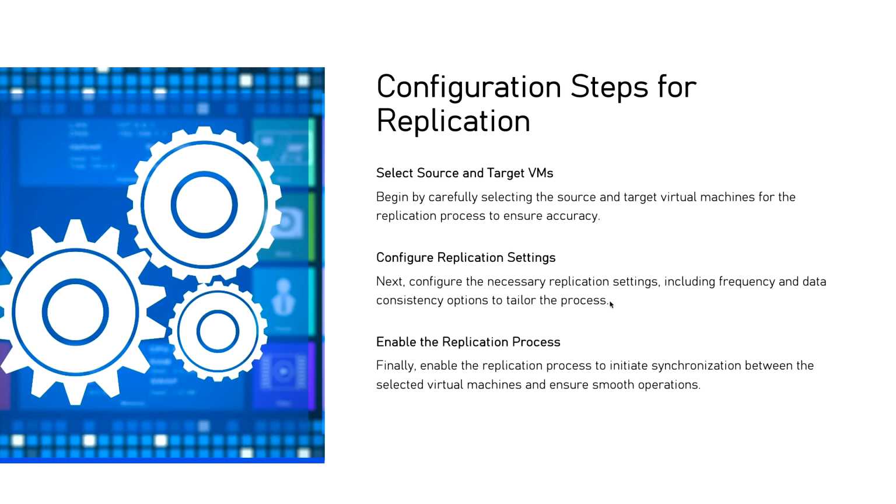From the configuration point of view, you've got to have your source VMs and you're going to have your target configuration as well. You're going to configure the replication settings, which is the frequency, how often you're going to take those snapshots, every 5 minutes, every 10 minutes, and also the retention period of how long you're going to keep them. And finally, you're going to enable the replication. Once that replication is initiated, Azure will keep that information synchronized.